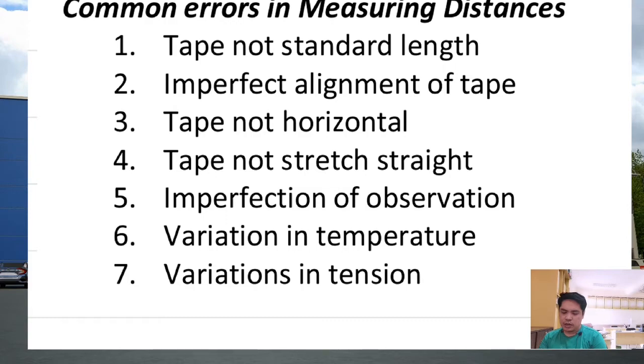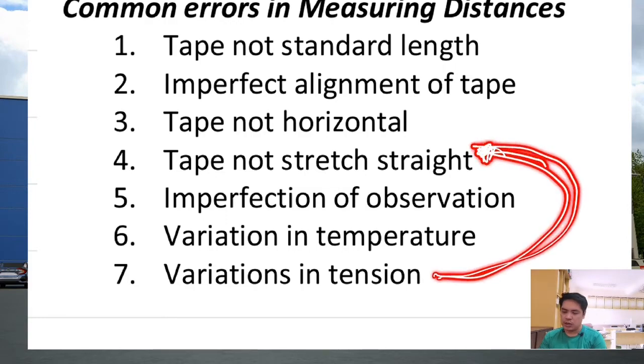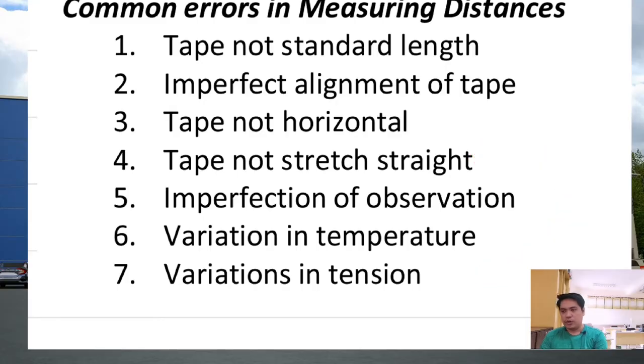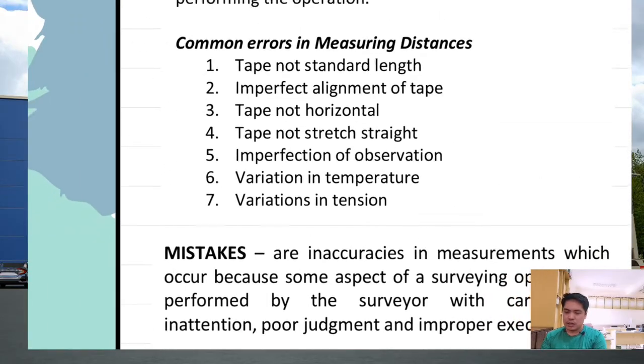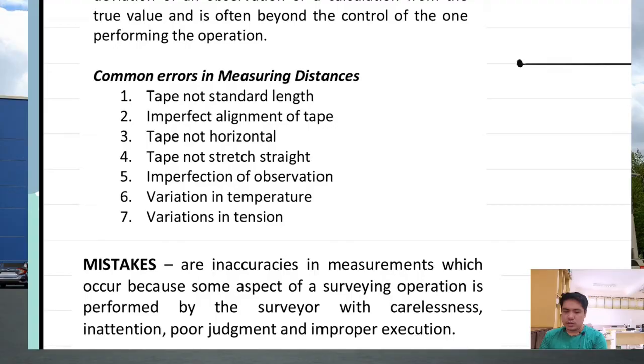And number 7, variations in tension. So that is medyo similar or related dito sa number 4. So mag-vary yung tension, meaning yung pagka-stretch mo sa tape, yung in-apply mong tension on the tape to hold the tape. Okay, so that is common errors in measuring distances.